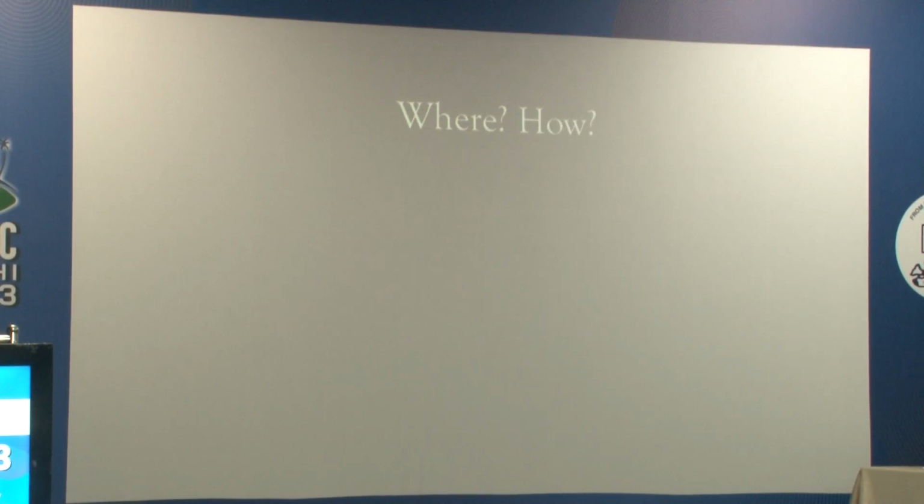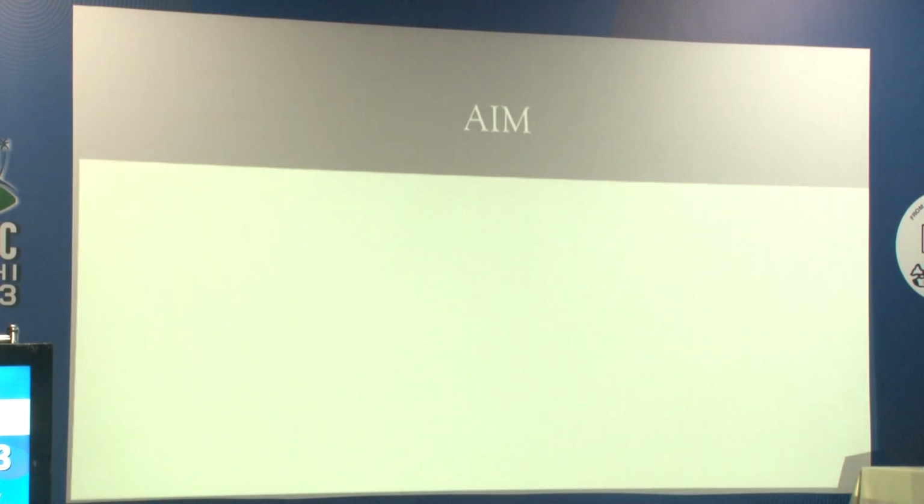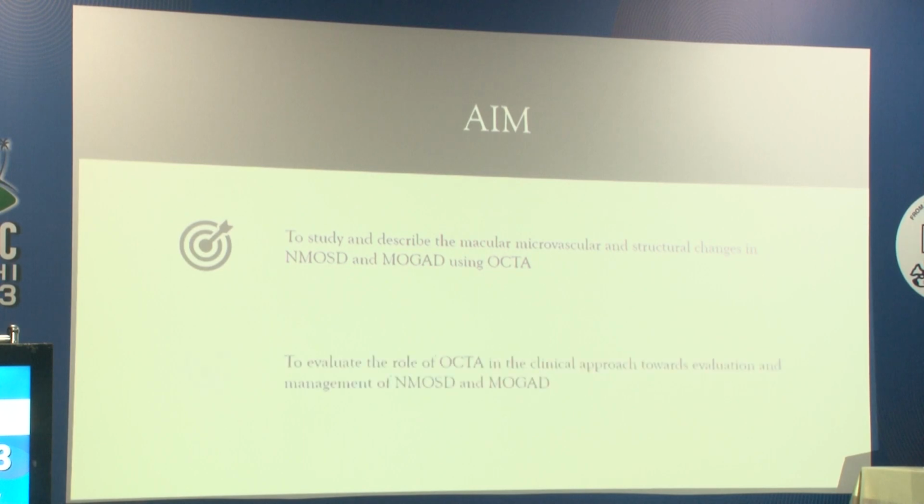So where can we study these vascular changes? In the retina, of course, because it's the most accessible vasculature of the central nervous system. And how can we study them? With the advent of optical coherence tomography angiography, we can study these microvascular changes non-invasively, with great convenience and in great detail. So we aim to study and describe the macular, microvascular and structural changes in NMOSD and MOGAD using OCTA. And we wanted to evaluate the role of OCTA in the clinical approach towards the evaluation of these diseases.